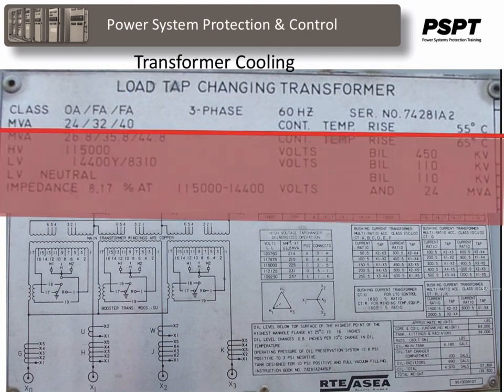For example, the MVA rating for OA, or the self-cooling without auxiliary equipment being used, is 24 MVA, but not to exceed 55 degrees C on the transformer. You can raise the output of the transformer to 32 MVA, not to exceed 55 degrees C, of course, if you can engage the first stage of forced air equipment. And you can further increase the output of the transformer to 40 MVA, again, not to exceed 55 degrees C, using 2 stages of forced air cooling.